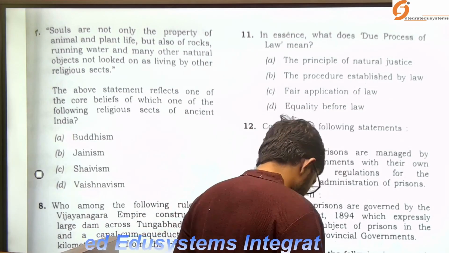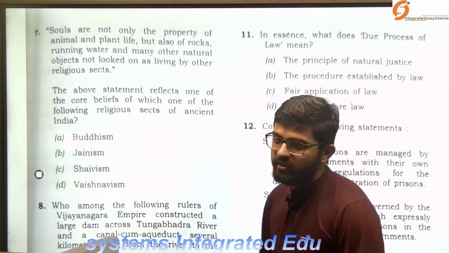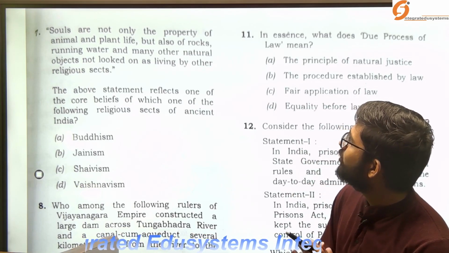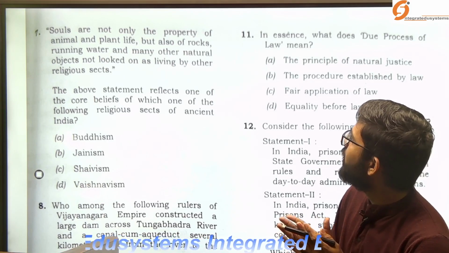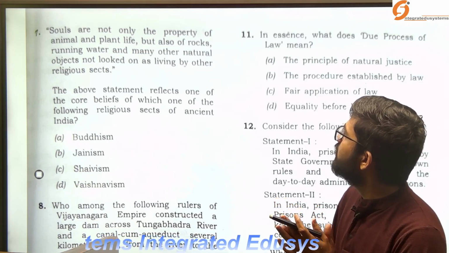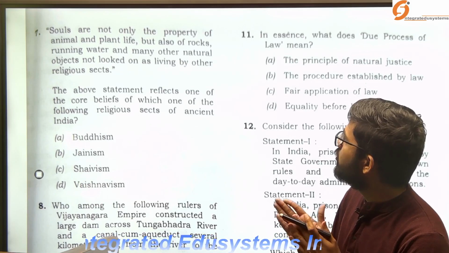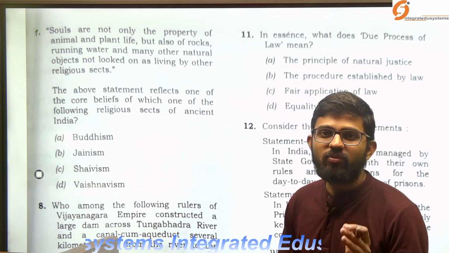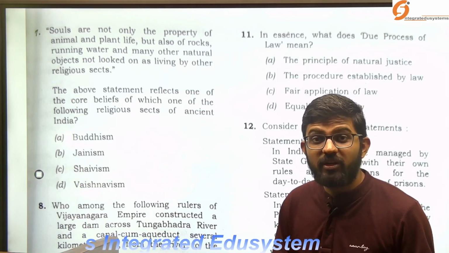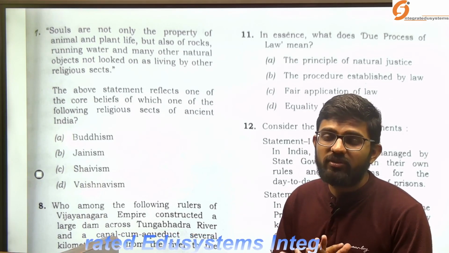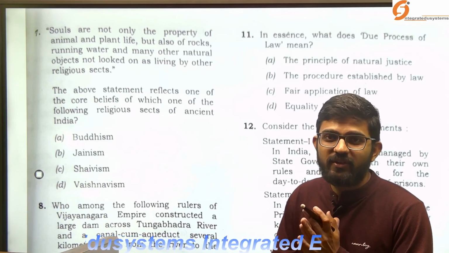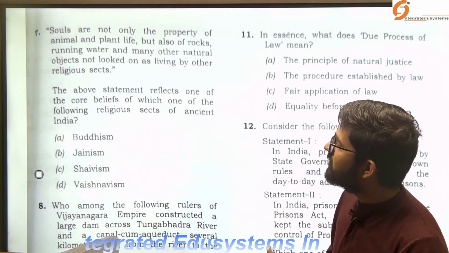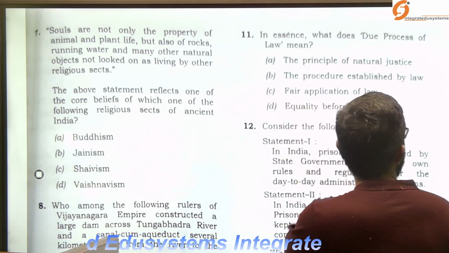See, this was basically a philosophical question with respect to Buddhism and Jainism. We read that souls are not only the property of animal and plant life but also of rocks, running water and many other natural objects not looked on as living by other religious sects. See, that is the beauty of Jainism, that it doesn't want to harm living objects, but even non-living objects. So this gives the philosophy one of the highest stature in Jainism. So the answer is definitely B, which is Jainism.